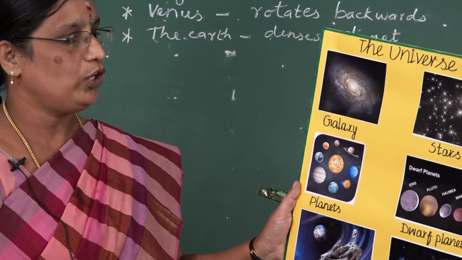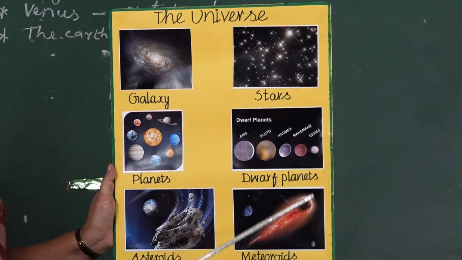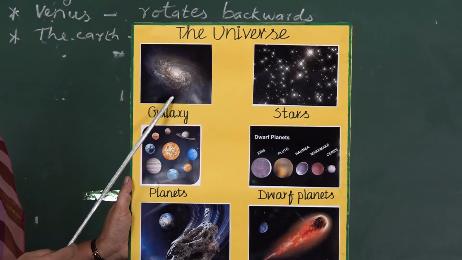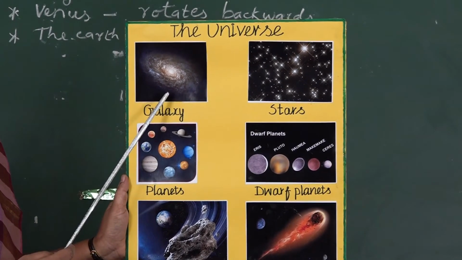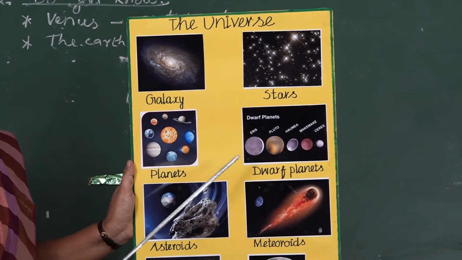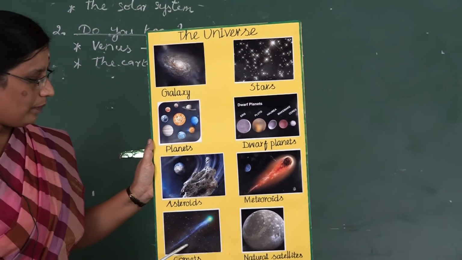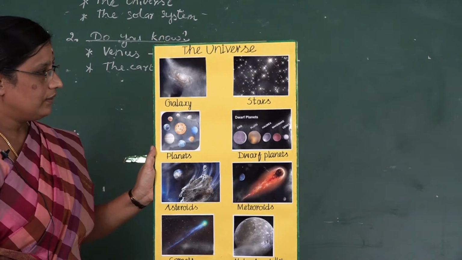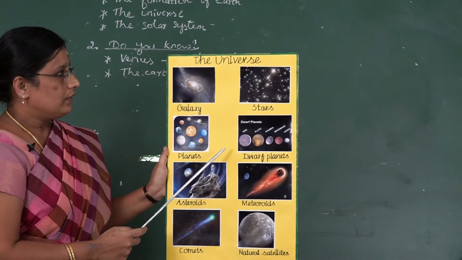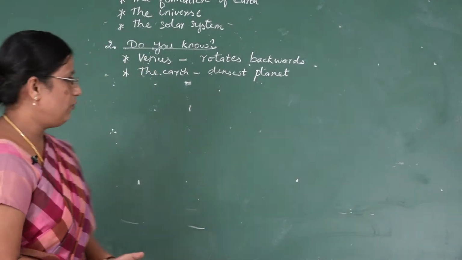The next one is about the universe. What is called universe? What does it consist of? The universe is a vast expansion of space. It consists of galaxies, stars, planets, dwarf planets, asteroids, meteoroids, comets and natural satellites. The space between stars and galaxies is largely empty. The size of the universe is still unknown. Let us see one more time about the formation of the Earth.